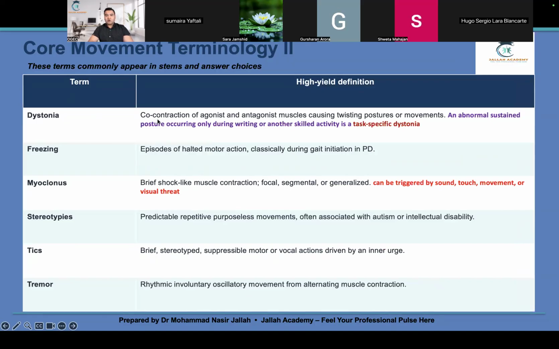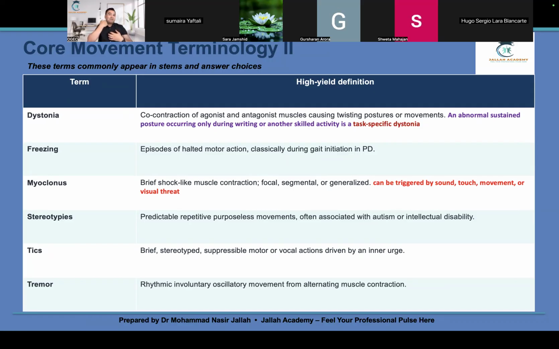Dystonia, co-contraction of agonist and antagonist muscles causing twisting posture or movement, and abnormal sustained posture occurring only during writing or another skilled activity. So for the skilled activity, it is called task-specific dystonia. For example, if it happens during playing guitar, it's specific to playing guitar. That's why it's called task-specific dystonia.